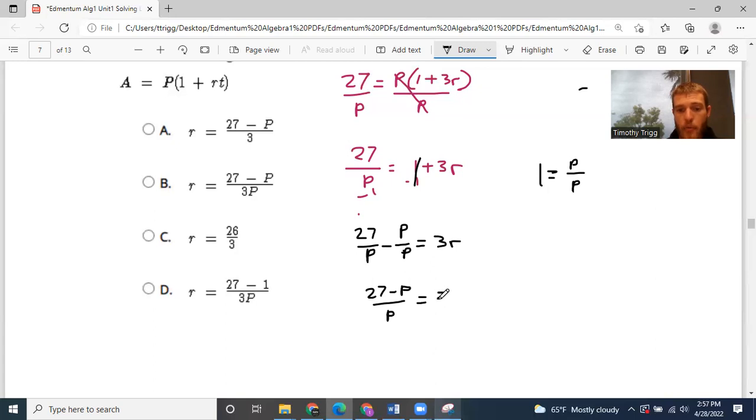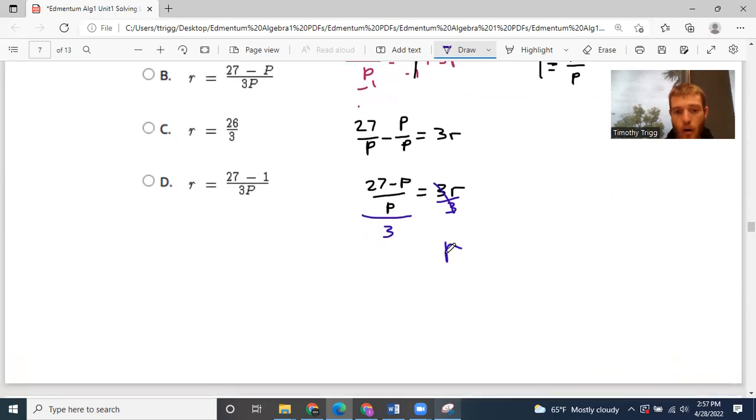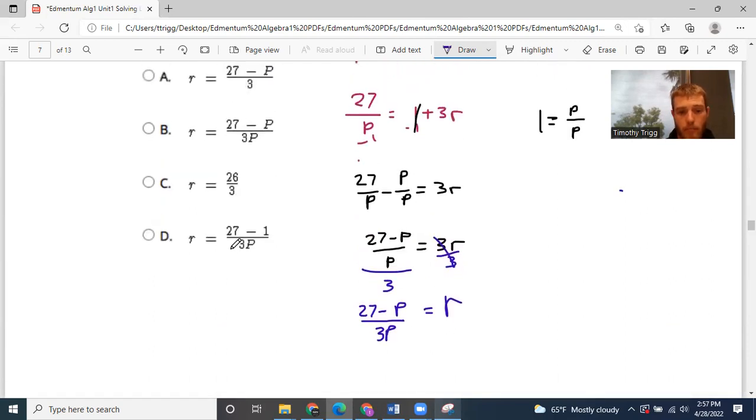And then again, over here, we have 3r. Divide both sides by 3. Let's cancel here. That gives you r equals, now what happens here? We have a fraction divided by 3 here. Well, you'd write this as 27 minus P over, and this 3 can just multiply with that P in the denominator. So 3P. Yeah, that was a complicated one.